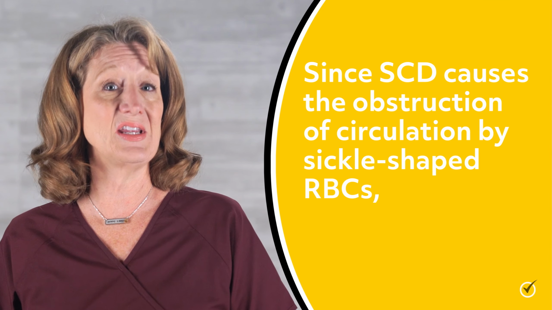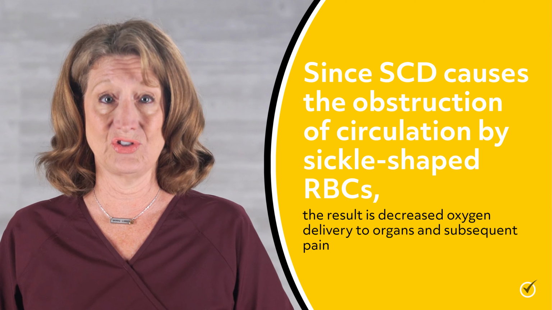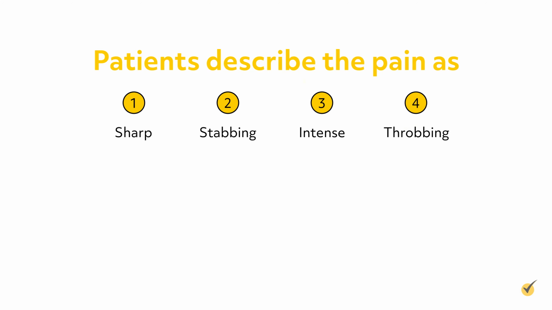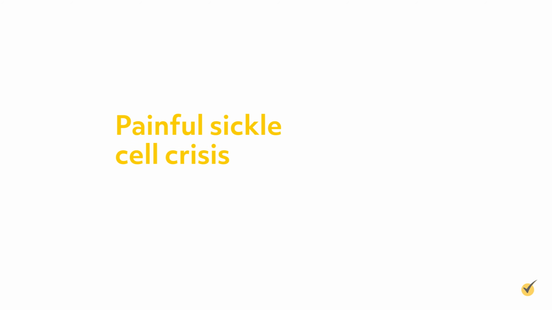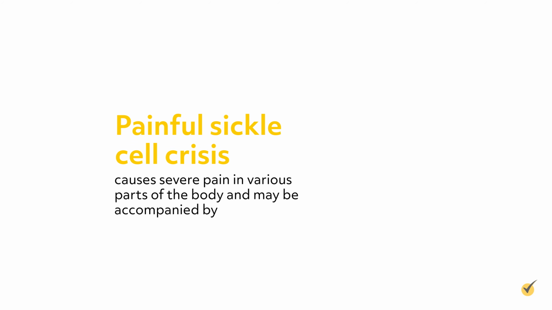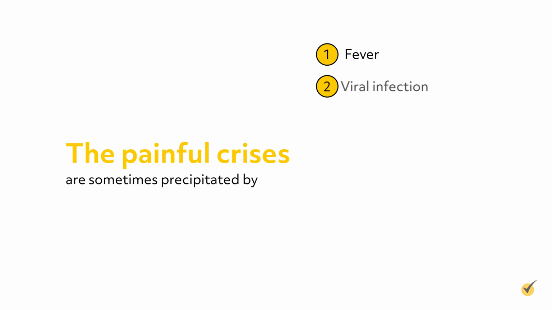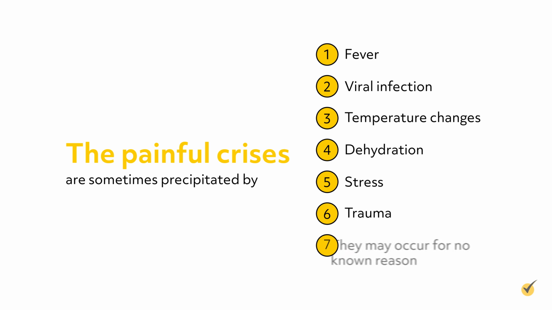Since SCD causes the obstruction of circulation by sickle-shaped RBCs, the result is decreased oxygen delivery to organs and subsequent pain. Patients describe the pain as sharp, stabbing, intense, or throbbing, often occurring in the lower back, legs, arms, abdomen, and/or chest. Painful sickle cell crisis causes severe pain in various parts of the body and may be accompanied by vomiting, fever, and dyspnea. The painful crises are sometimes precipitated by fever, viral infection, temperature changes, dehydration, stress, or trauma, and they may occur for no known reason.